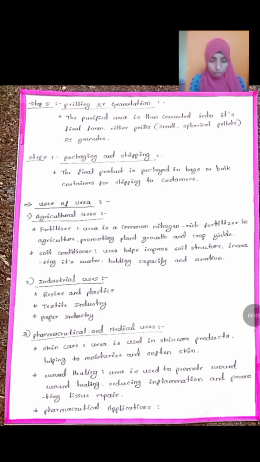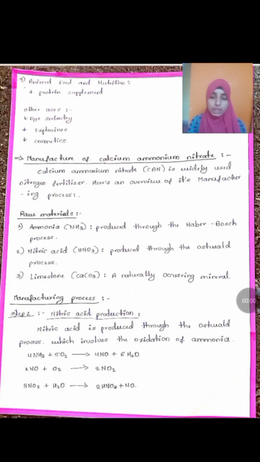Skincare: urea is used in skincare products, helping to moisturize and soften skin. Wound healing: urea is used to promote wound healing, reducing inflammation and promoting tissue repair. Pharmaceutical applications and nutrition, protein supplement. Other uses: dye industry, explosives, cosmetics.